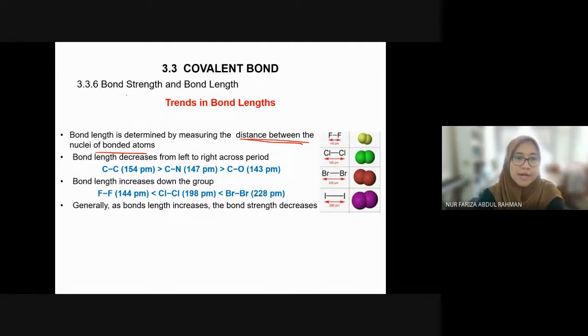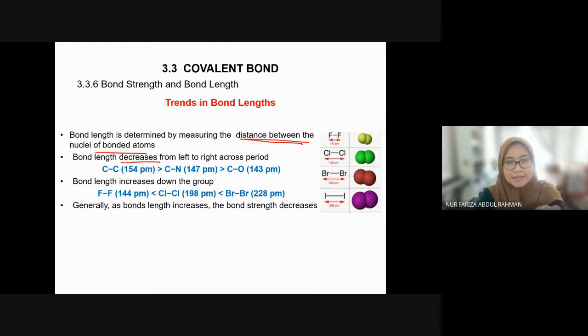Okay, so bond length decreases from left to right. So kita akan base on the predictable punya properties, okay, across the period from left to right. Katakanlah all single bond: C single bond C, C single bond N, C single bond O. Even though they all have single bond, the same type of bond, but dia punya length berbeza.